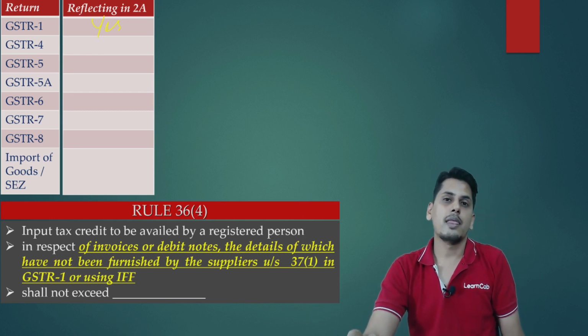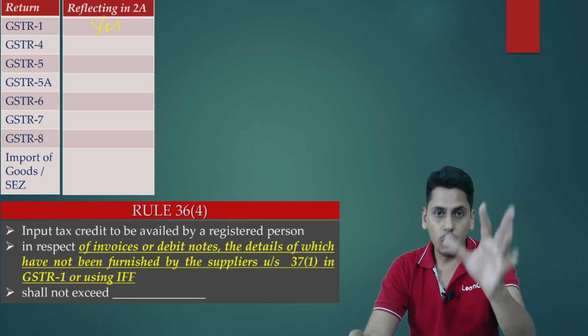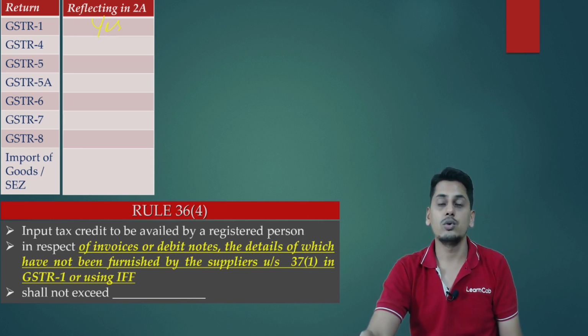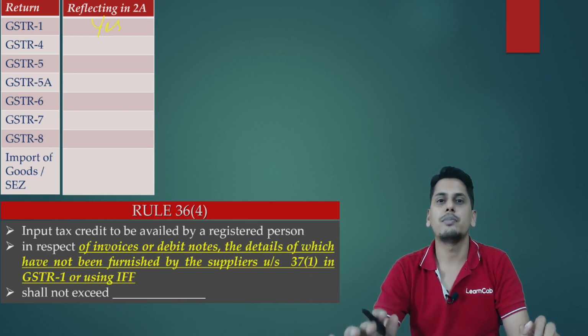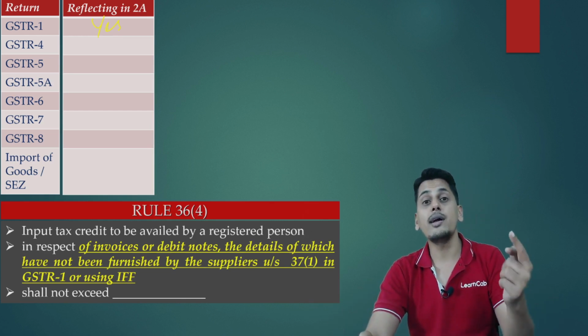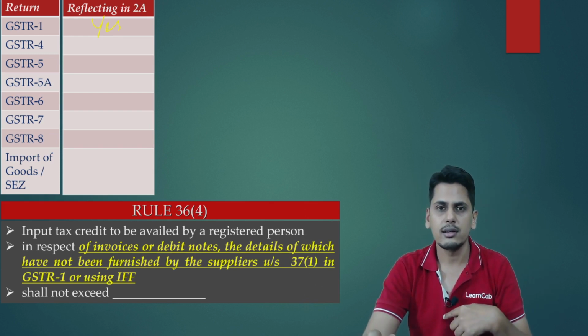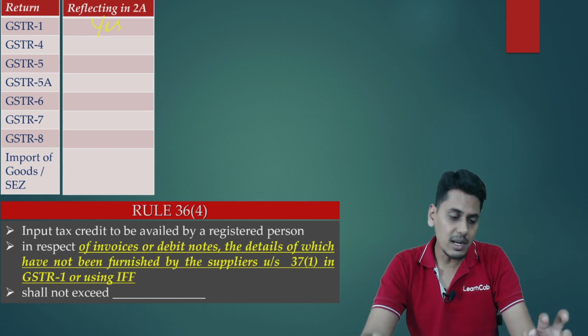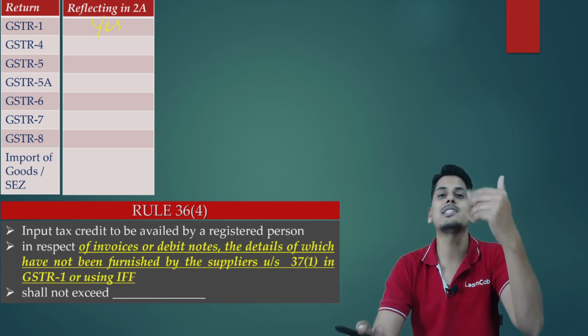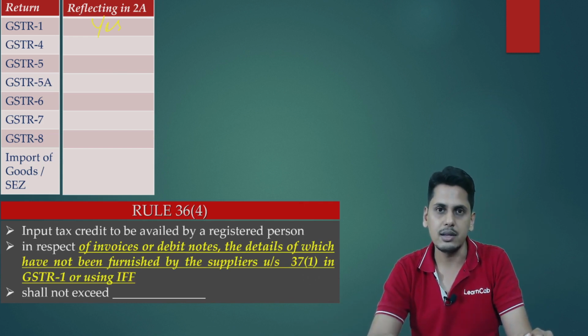Let's suppose I am the recipient. You are my supplier. You are a composition taxable person. You are going to file GSTR-4. Is it going to reflect in my 2A? The answer is no. It doesn't make any sense because, first of all, I cannot take credit for the purchases which I have made from a composition taxable person.